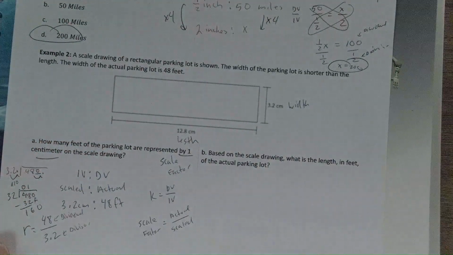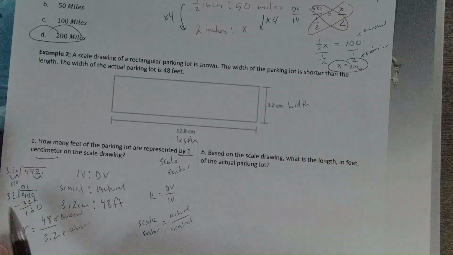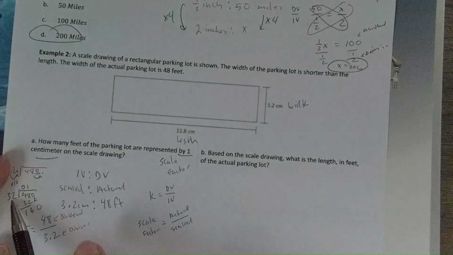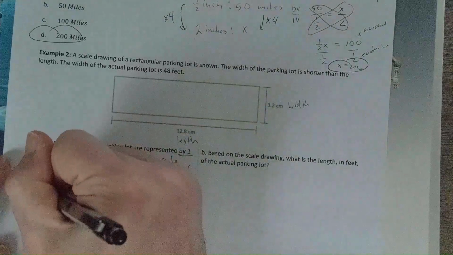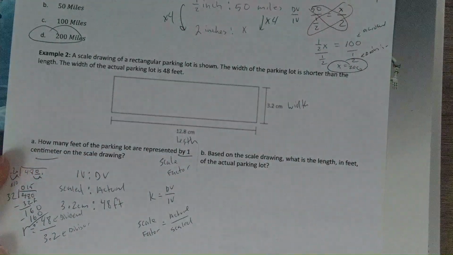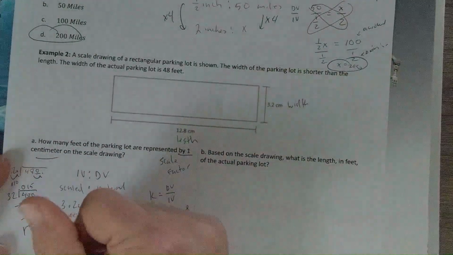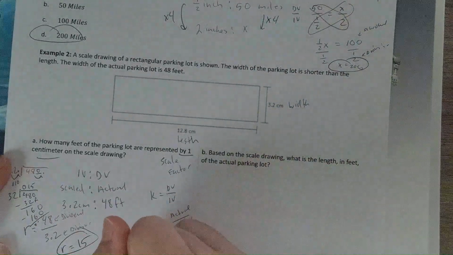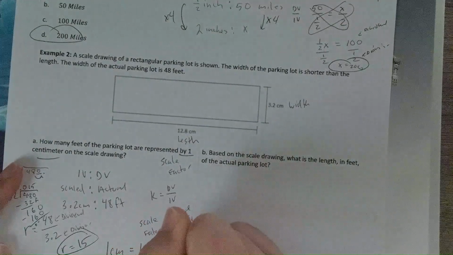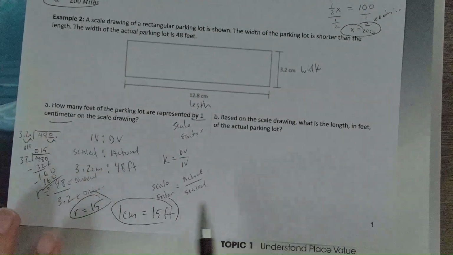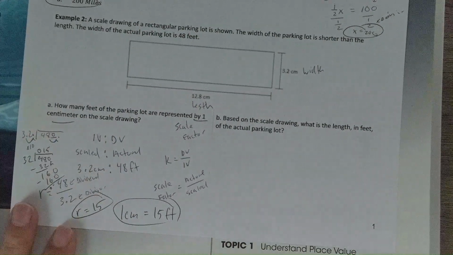32 goes into 160? Well, let's estimate. I know 30 can go into 150 five times. So 5 times 30 is 150, 5 times 2 is 10, and 150 plus 10 is 160. So it's actually just 5. So that just means that this goes in 15 times, and our scale factor is just 15. So this means that 1 centimeter is equal to 15 feet. Bam, let me lower this down so you guys can see that. 1 centimeter is equal to 15 feet.